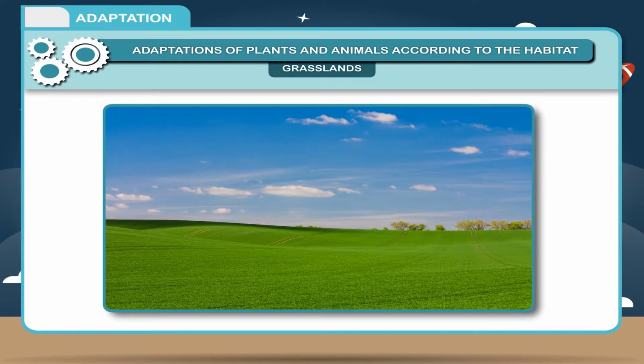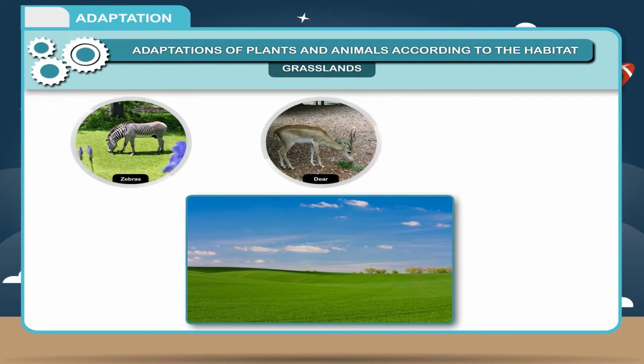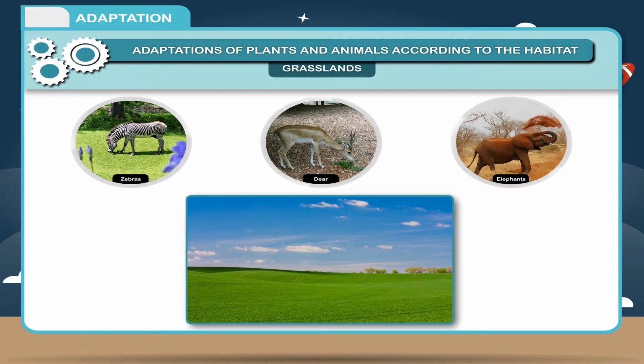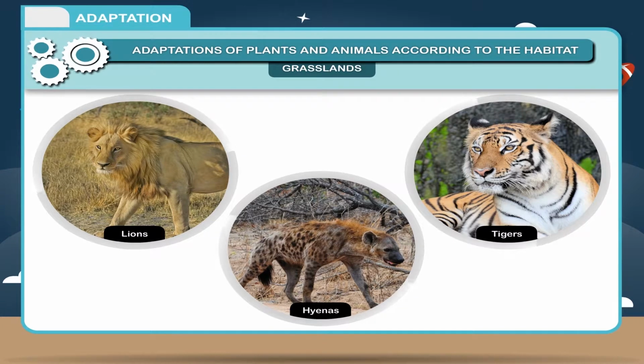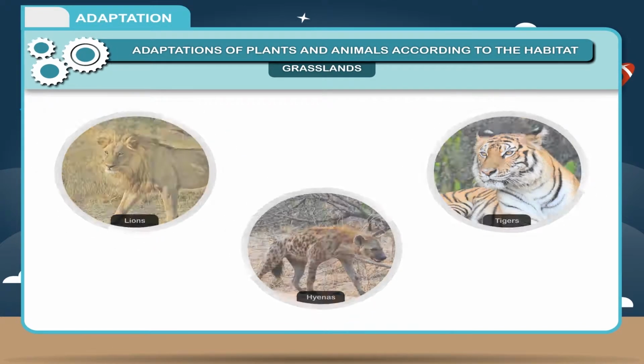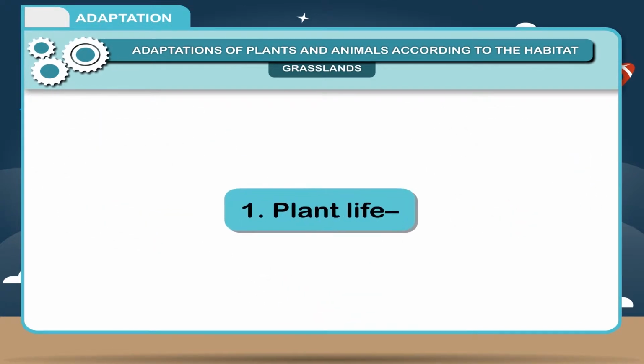Grasslands. Grassland habitats are windy and dry, where grasses are the main plants. They provide home and food to both herbivores and carnivores. Zebras, deer, and elephants are some of the herbivores living in grasslands, whereas lions, tigers, and hyenas are the carnivores found there.